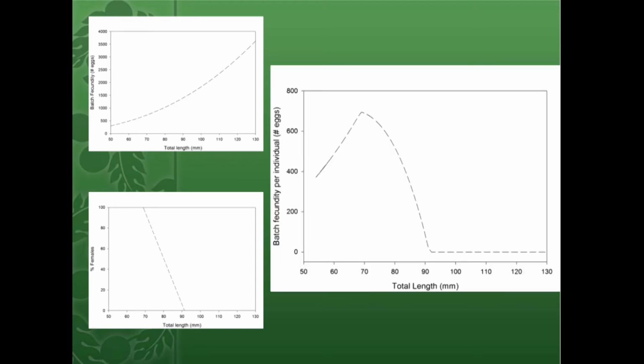Now I've combined the information in those two graphs. Look what happens to estimates of egg production per individual when we take into consideration the likelihood that that individual is a female. It turns out that in this species, smaller sizes are actually responsible for more per individual egg production.